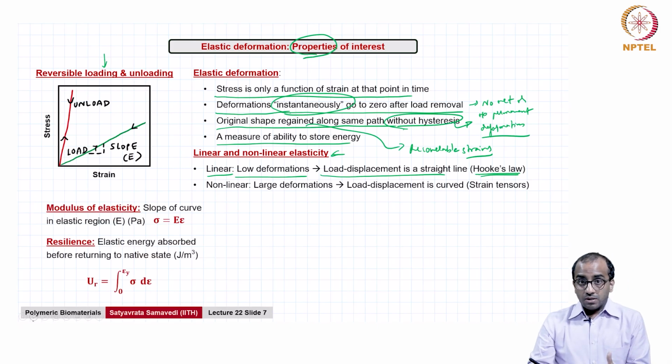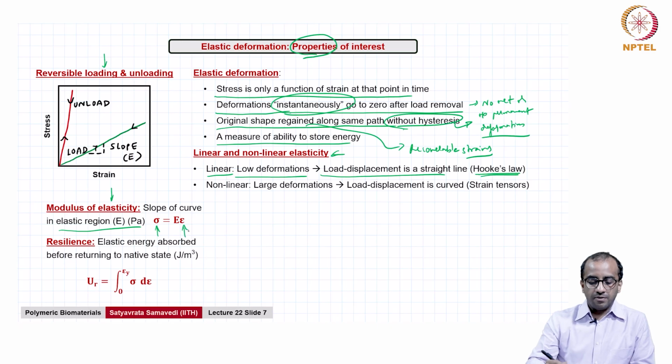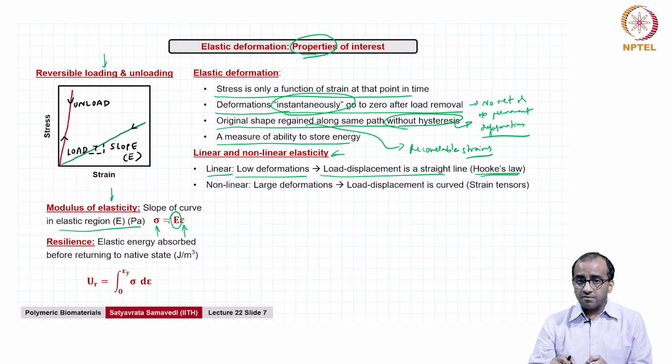So, two important properties that you can gather from such an experiment in the elastic regime are modulus of elasticity, which is simply given as the slope of this stress strain curve in the elastic region, where again stress is proportional to strain, and the proportionality constant is the elastic modulus or modulus of elasticity, which is a very important mechanical property for polymeric biomaterials.